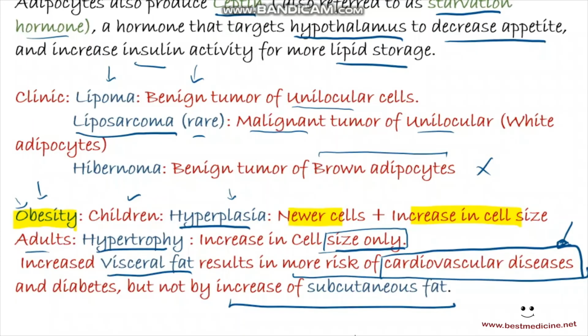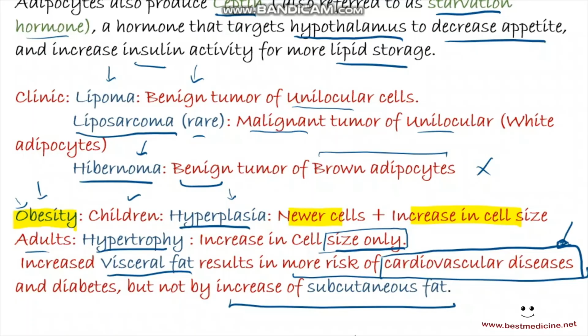Now, a benign tumor of the brown adipocytes is referred to as a hibernoma. Hibernoma is the benign tumor of brown adipocytes, of multilocular cells that have a central nucleus, that have uncoupling proteins inside their mitochondria.